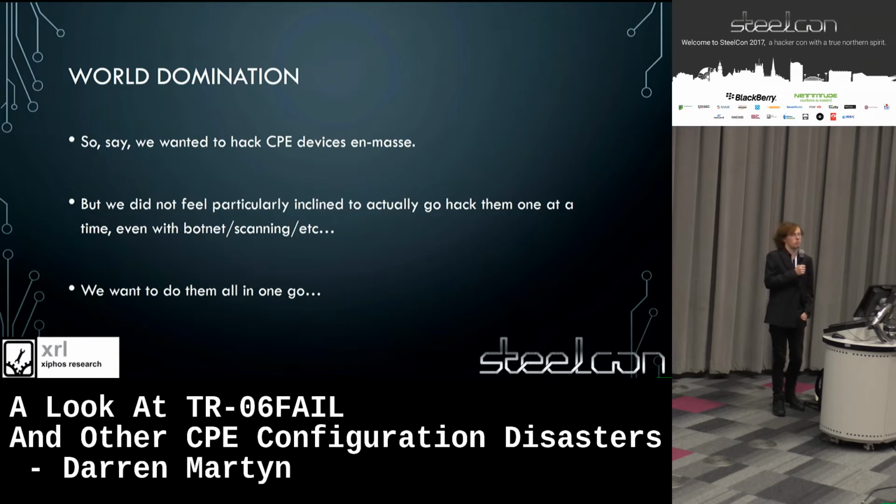We're too lazy. Writing a worm's hard because you don't want to mess it up, and writing a worm is generally just a pain in the ass. So we don't want to scan the planet and hack everything. We want to hack them all at once. We want it cheap, we want it easy, and we want it now.